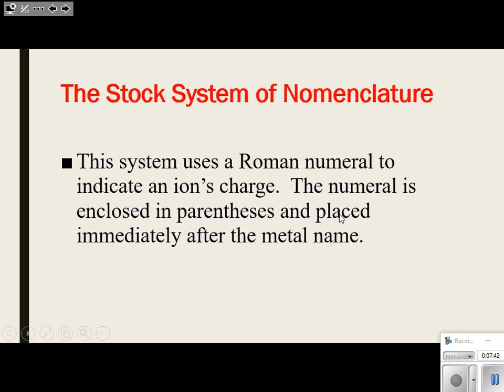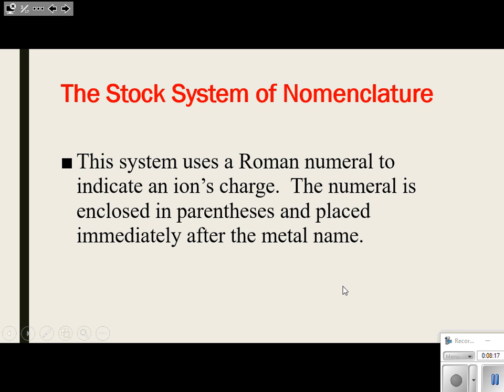The Stock system of nomenclature uses Roman numerals. What does it use Roman numerals for? It uses Roman numerals to indicate the ion's charge. The numeral is enclosed in parentheses and placed immediately after the metal's name.